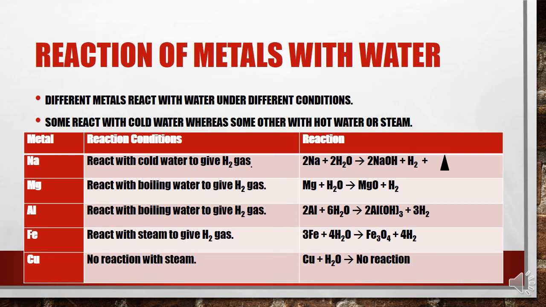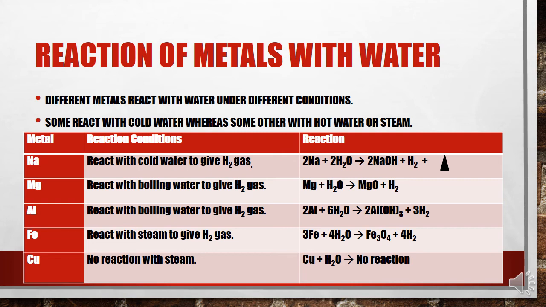The second chemical property which we will be discussing is the reaction of metals with water. Again, different metals react with water under different conditions. Now what are those conditions? The water can be cold, the water can be boiling, or we can use steam also. Now to demonstrate this, I have made a chart.